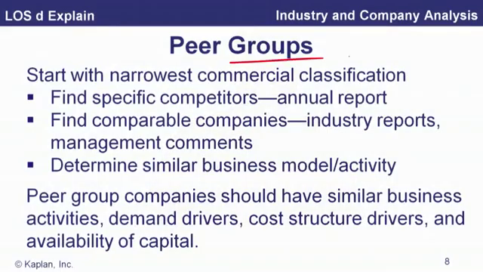Okay, peer groups. So we can think about peer groups for our analysis, and what we want to do is start with a narrow commercial classification typically. So we want to find specific competitors and get their annual reports. And from there, we're going to be able to look at comparable companies. So when we get these comparable companies, we can also use industry reports, or we may actually be writing industry reports in some cases, management comments, those types of things. And then from that set, we start with specific companies and get to those that we actually want to use.